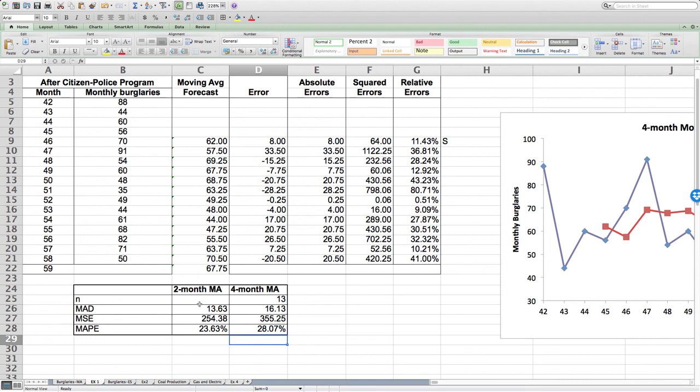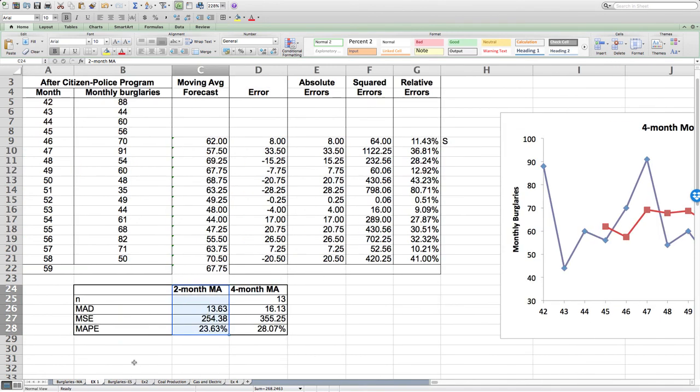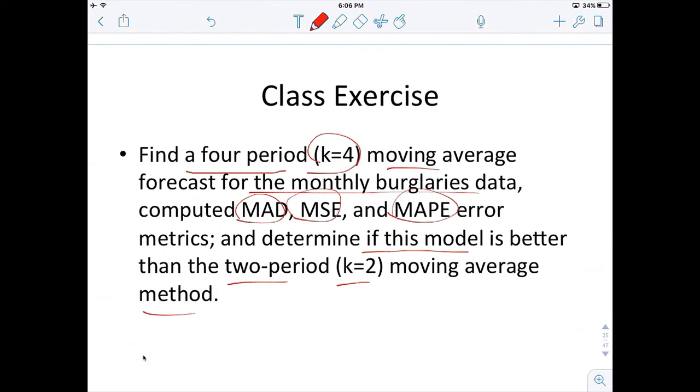Alright, so let's compare moving average with k is equal to 2 and moving average with k is equal to 4. If you remember, moving average method with k is equal to 2 was the best one among the other three. So here we did another forecasting method with k is equal to 4. As you can see, our error measures are larger with moving average with k is equal to 4 forecasting technique. So we still need to go with moving average method with k is equal to 2. Okay? Alright, let's go back to the slides.